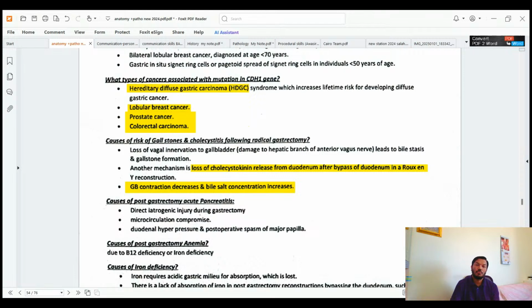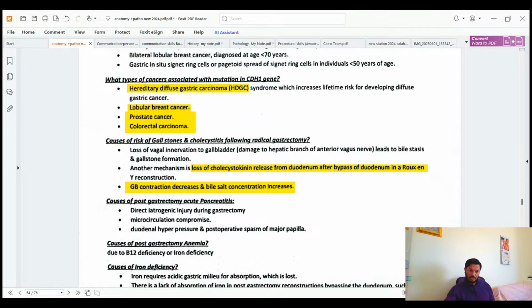Causes of post-gastrectomy acute pancreatitis: direct iatrogenic injury of the pancreas during gastrectomy, microcirculation compromise, duodenal hyperpressure, and postoperative spasm of the major papilla.